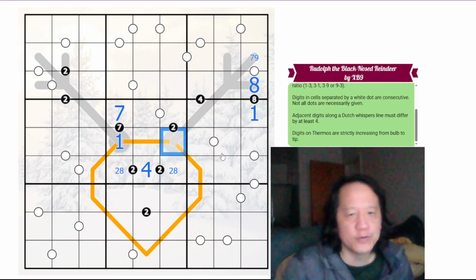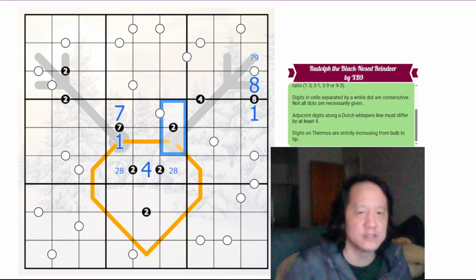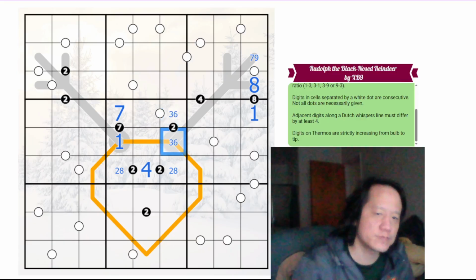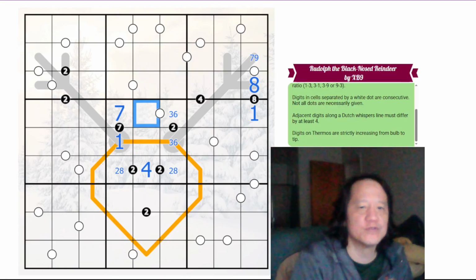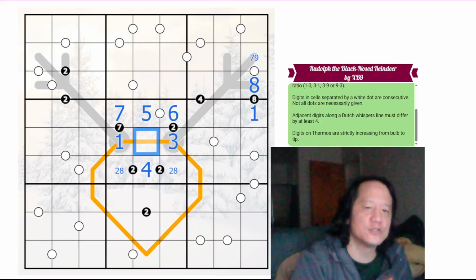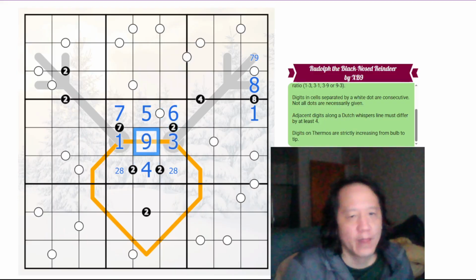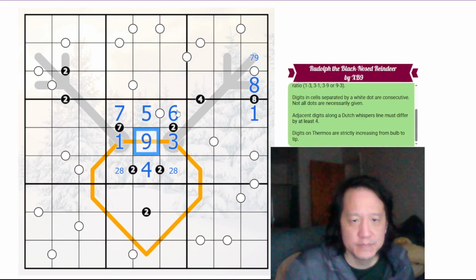This is the only remaining 2 to 1 ratio without 1, 2, 4, 8, so it's 3 and 6. And the remaining digits in the central box are 5 and 9. The only one which is consecutive is 5 with 6. And then this is 3 and 9 here. Okay.